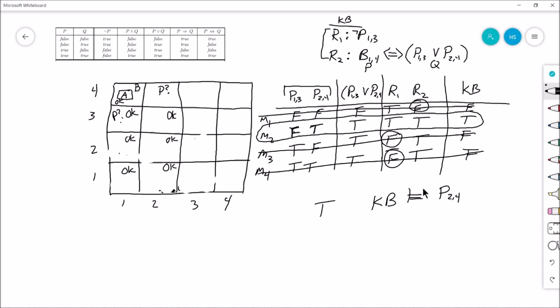Or you can say, if we're going to phrase the question one way and say, well, does the knowledge base infer that or entail that there is a pit in 2-4? Well, in that case, yes, right? But does the knowledge base entail that there's no pit in 2-4? No, right? It doesn't, because we know that there is a pit. This is the only valid model that we have, and in that valid model, there's a pit in 2-4.